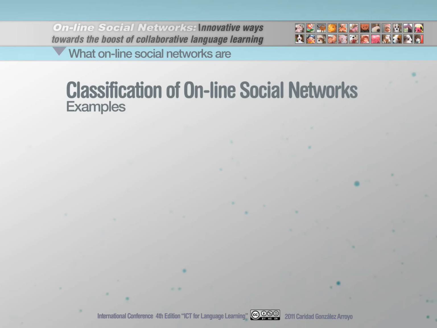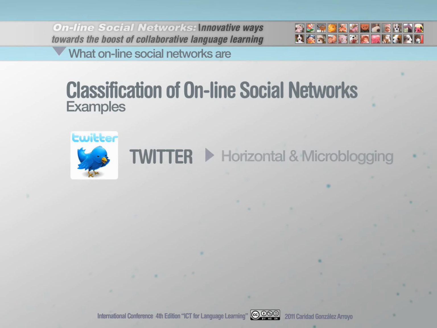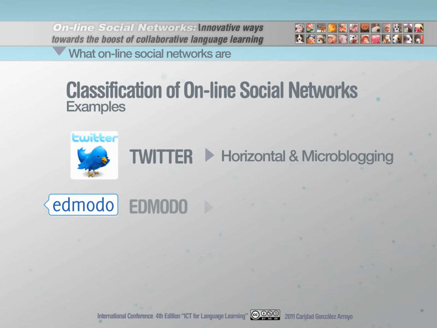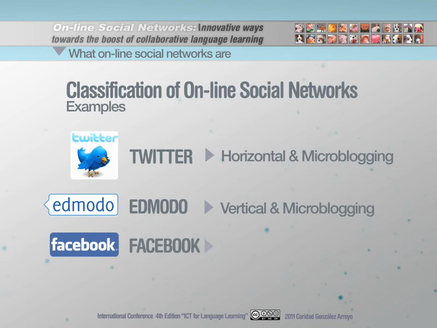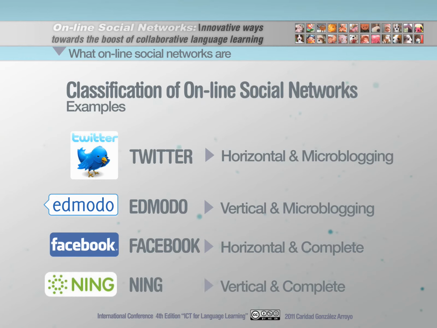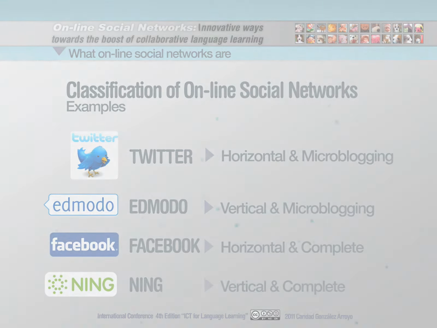Examples are Twitter, a microblogging and horizontal online social network, Edmodo, a vertical microblogging, Facebook, a complete and horizontal online social network, or Ning, a complete and vertical online social network.